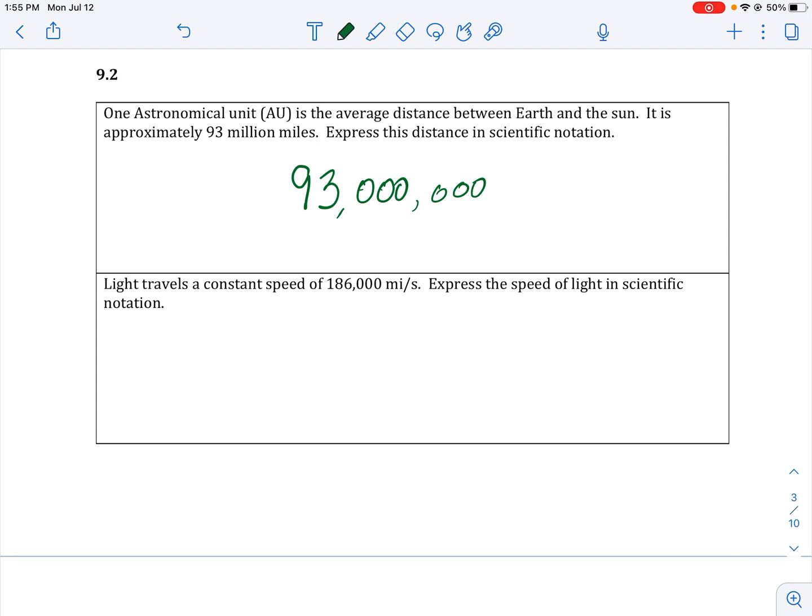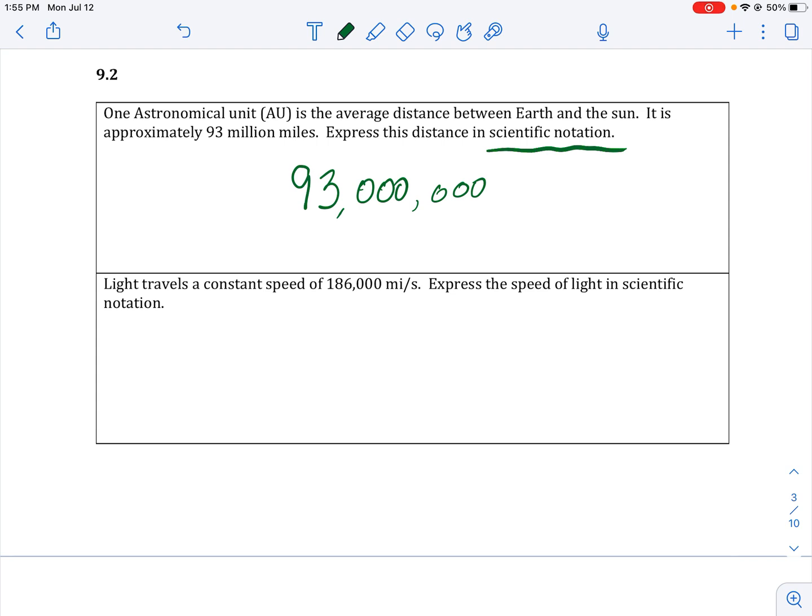So first one, an astronomical unit. That's the average distance between the Earth and the Sun. It's about 93 million miles. So here I have 93 million written out. We want to put this in scientific notation.